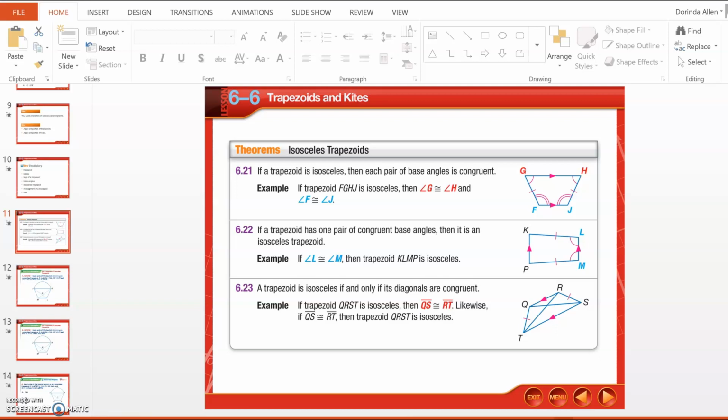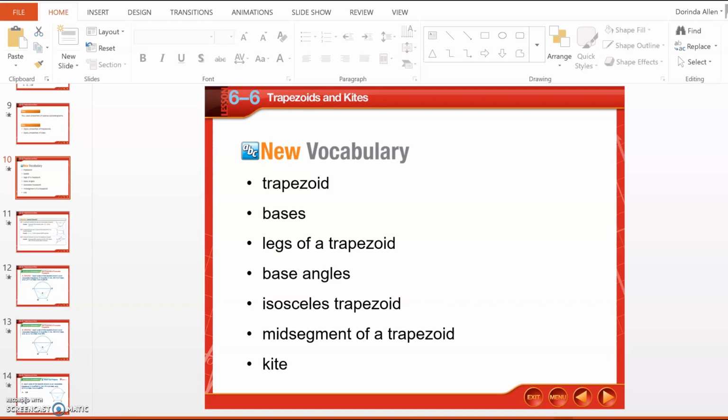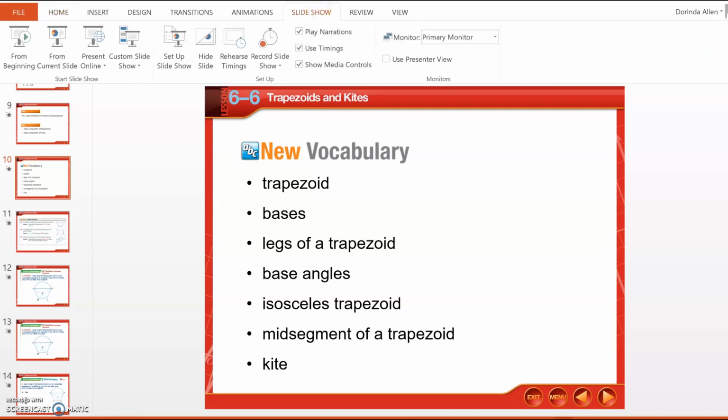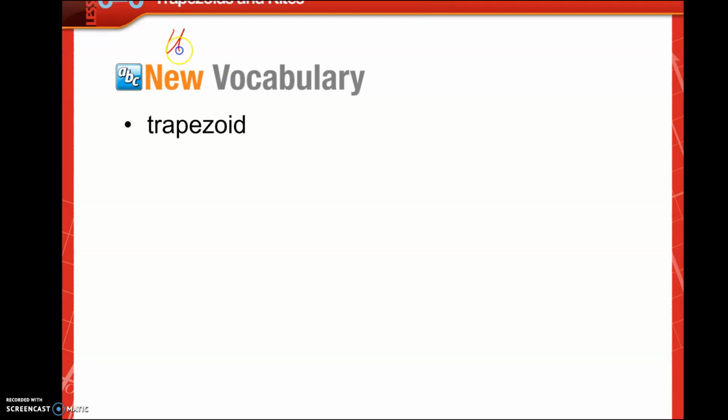Alright, so we are going to be talking about trapezoids and kites today. If you haven't done your other lessons, this is Unit 9G5, so you want to make sure you go back and get those because we are at the last one in this unit.